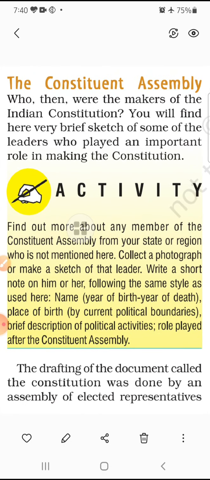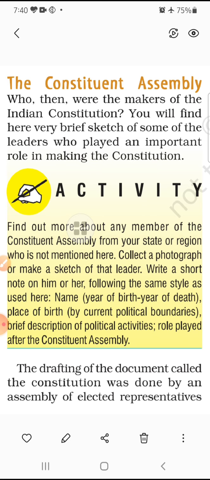The Constituent Assembly was the main topic of this chapter, because when the constitution was written, there was a great role of the freedom fighters, the people who were involved in drafting the constitution. So here is one activity regarding the Constituent Assembly, and the sketches of the leaders we have seen earlier who were involved in that assembly. So, who were the makers of the Indian constitution? You find here a very brief sketch of some of the leaders who played an important role in making of the constitution.